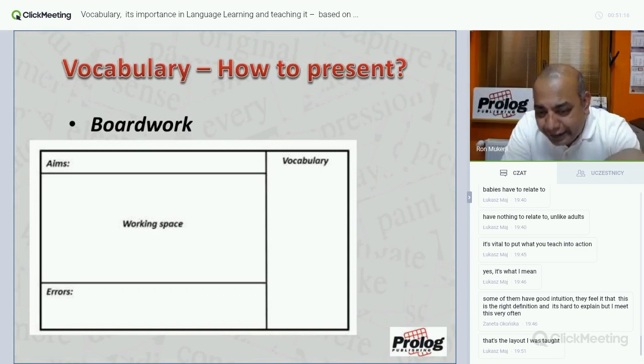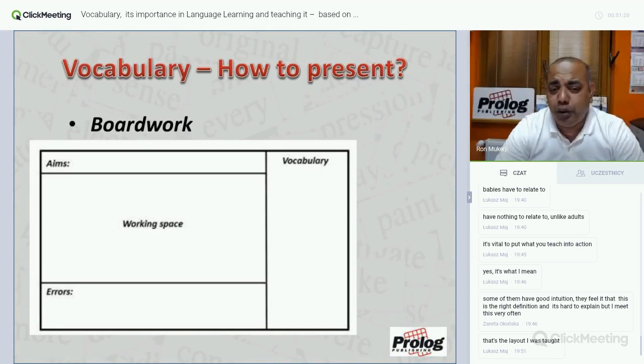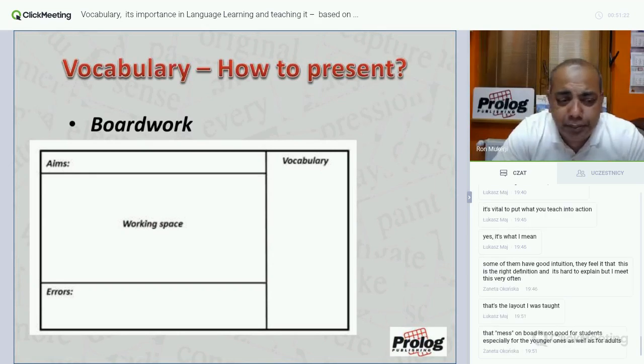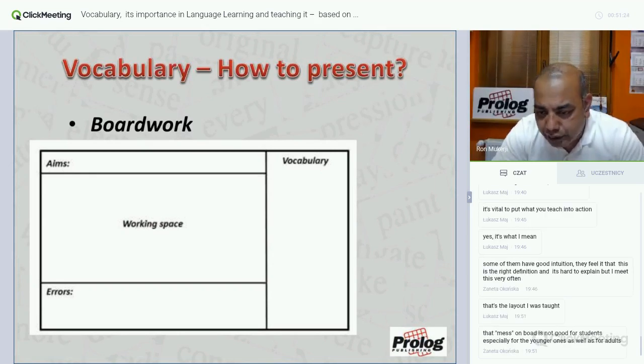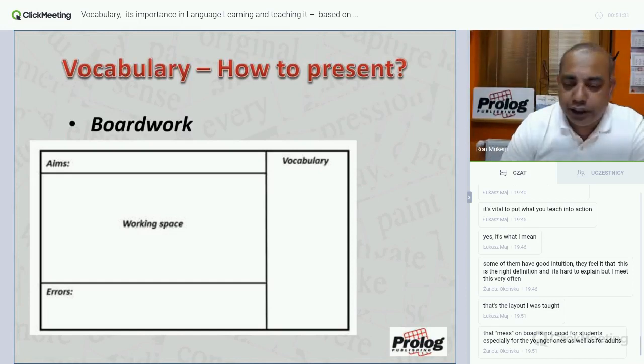So yeah, this is the standard. Yes, of course, this is the standard layout everyone is taught. There is something even more complicated and might even work. Yeah, you're right. Mess on the board confuses everyone, including the teacher.